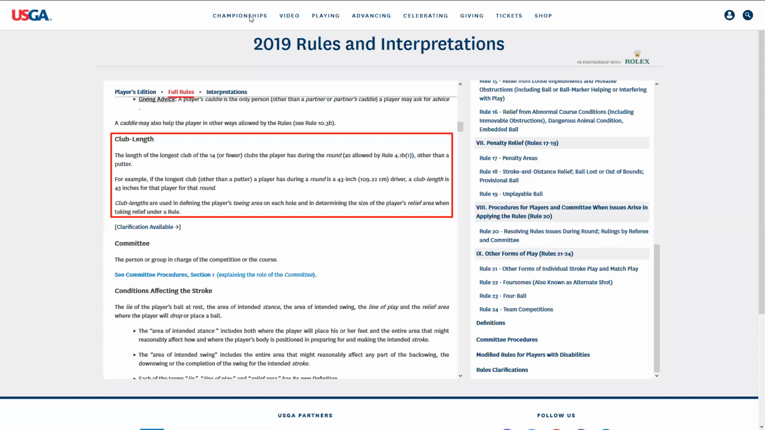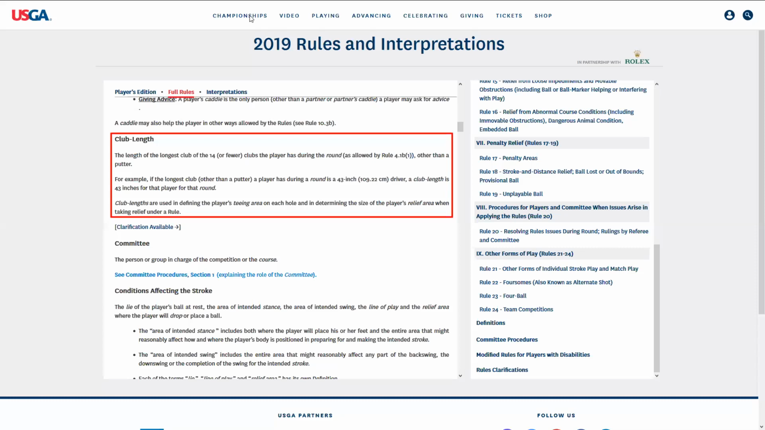A tee would be considered equipment when it marks the extent. A tee is part of the player's equipment. So what that's saying is you can't drop the ball and have it hit the tee before it hits the ground. Then it's not a correct drop, and we'll go over that when we talk about 14.3.